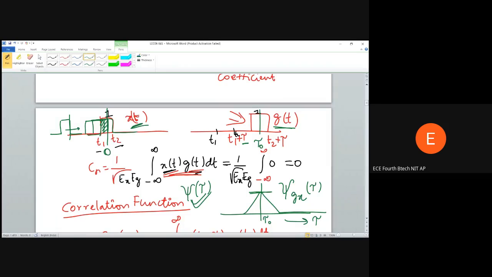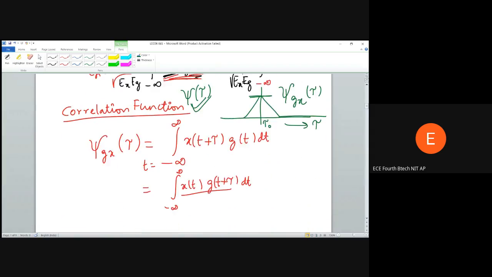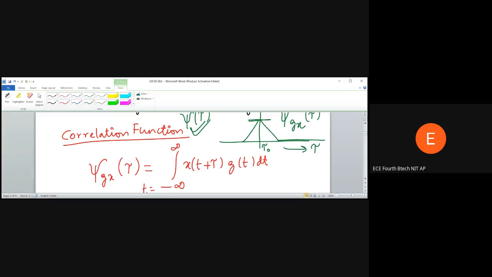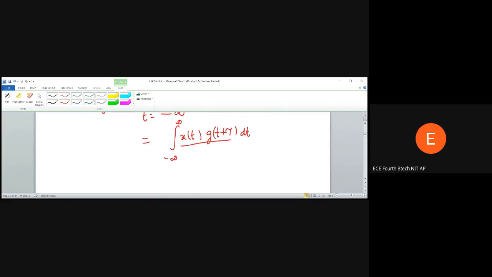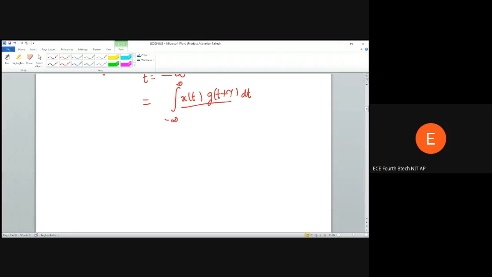So this is extra information that you are providing, and hence this correlation function is more predominantly used if you would like to find out the similarity between any two signals. If you would like to find out the similarity between any two signals, the correlation function is widely used. Okay, let me move on now.